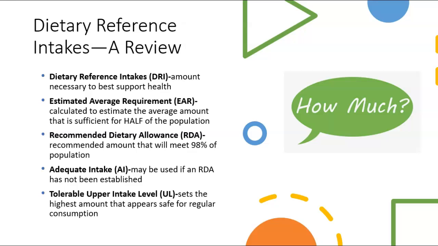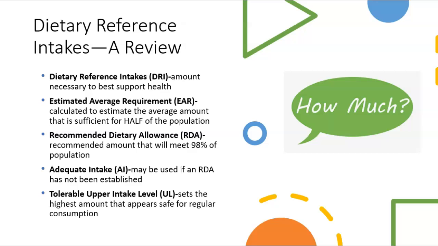Adequate intake is what we use when we don't have all of the research necessary to establish the RDA. So it is like the step before RDA. So you will see that some of the vitamins and minerals do have an AI and not an RDA. That's because we're still researching them and we're still not quite 100% certain this is what we all need. And then we're going to talk about the tolerable upper intake levels, known as the UL.